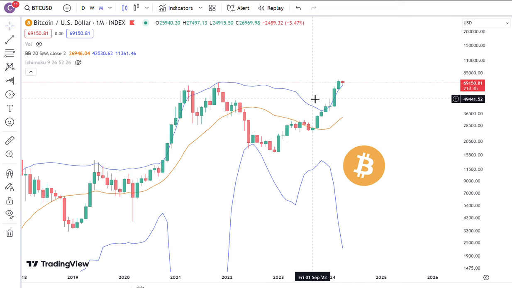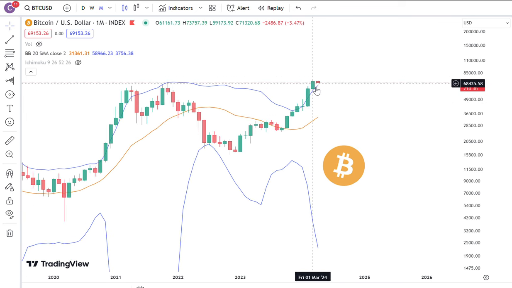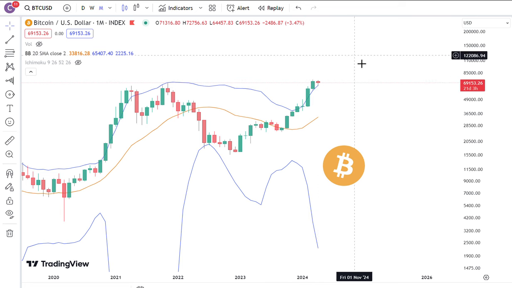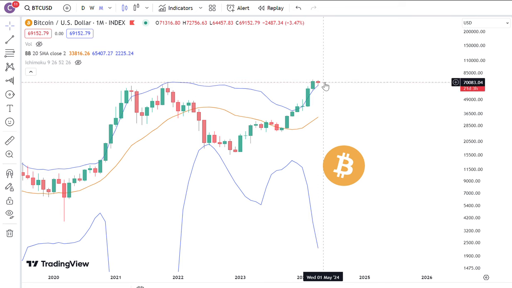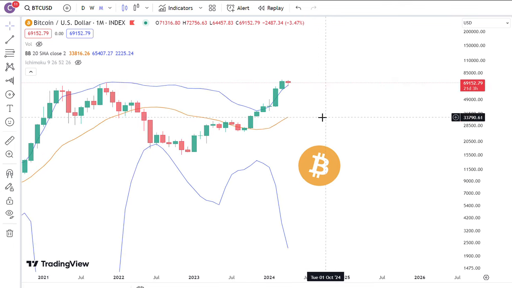It was way up outside the upper Bollinger Band, and now it's just gone sideways and touched the upper Bollinger Band, which I expected it to do. Like, I don't expect it to just keep going up forever. So this is actually something that I like to see. Actually, I'm a little bit weird compared to other people.